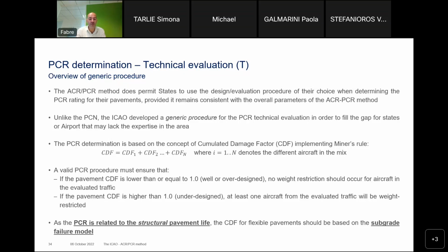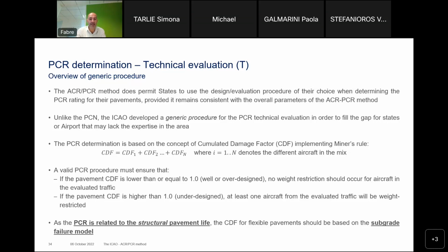The good news is that, contrary to the PCN, for which the ICAO provided only the reporting format and some explanation of the reporting formats, we have now developed recommended procedures for determining the PCR, which are compatible with any pavement design and analysis method. And secondly, the CDF concept combined with Miner's rule becomes the core principle of the PCR procedures.